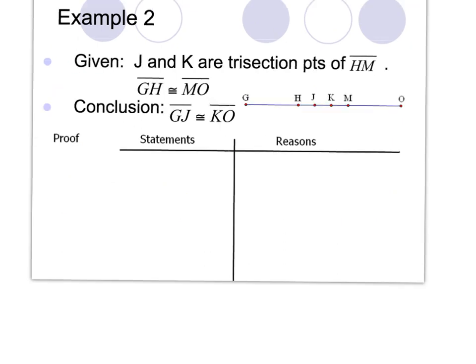Alrighty, so we've got J and K are trisection points of HM. GH and MO are congruent. We want to conclude that GK and KO are congruent. All right, we got a bit going on here. So GH and MO are congruent. I'm just gonna go ahead and jot that down.